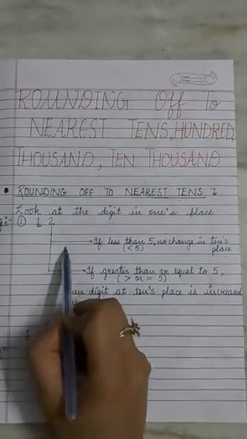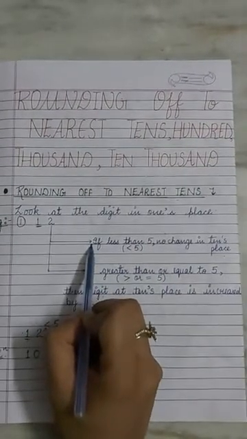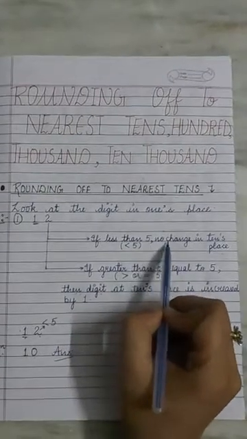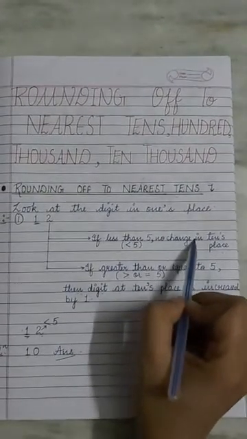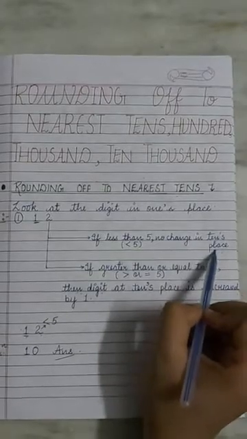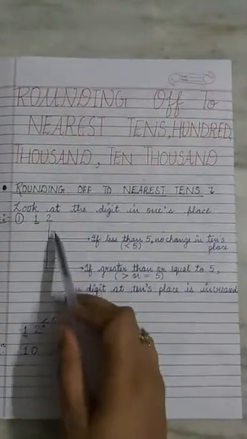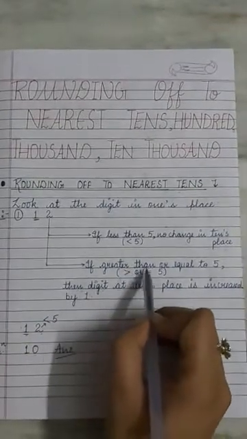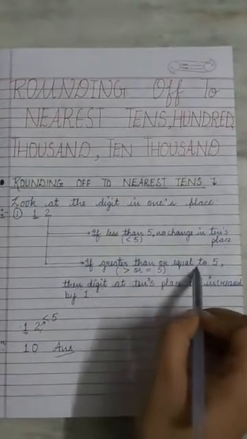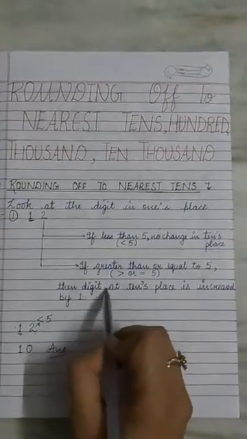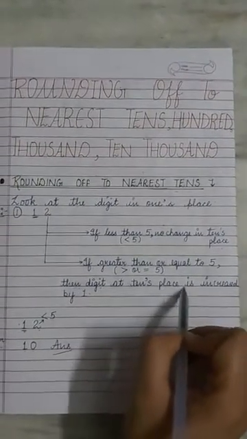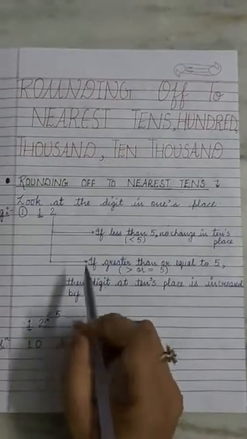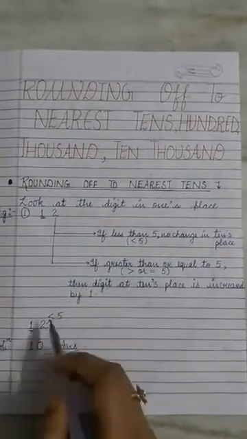Now, if the digit in the ones place is less than 5, then there is no change in the digit in tens place. But if the digit in the ones place is greater than or equal to 5, the digit at tens place is increased by 1. Okay. Now, we will observe 12.